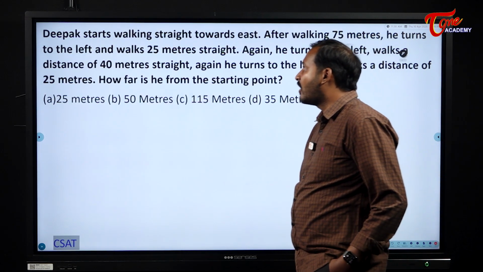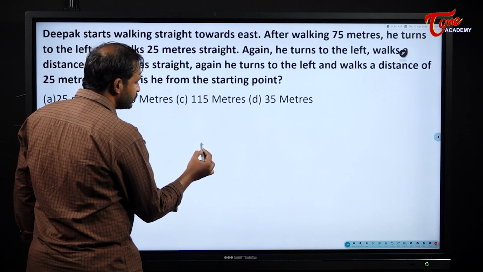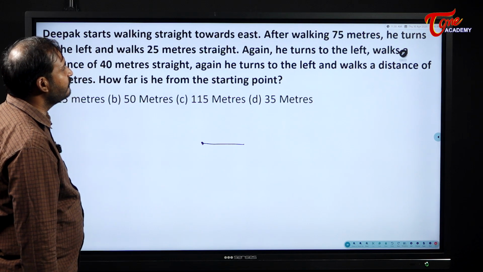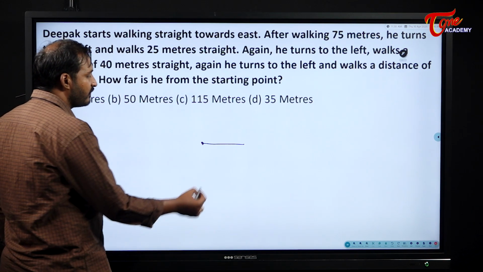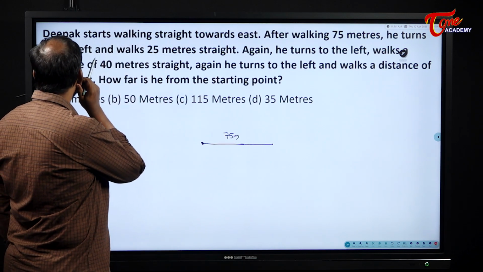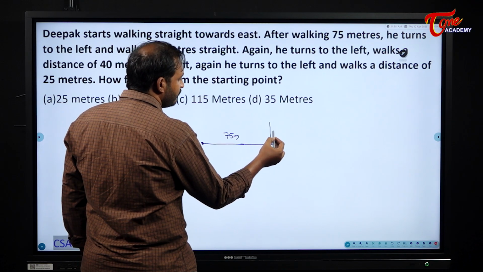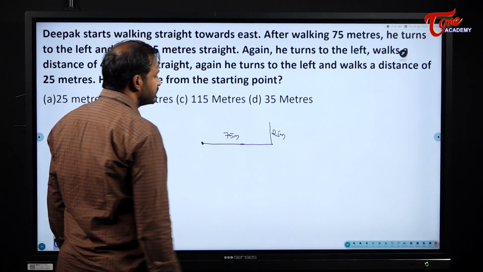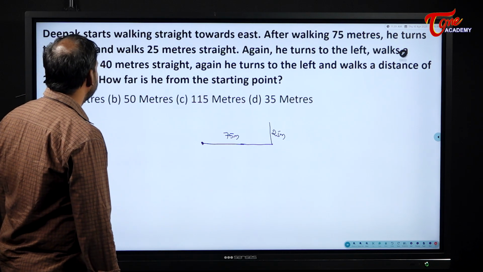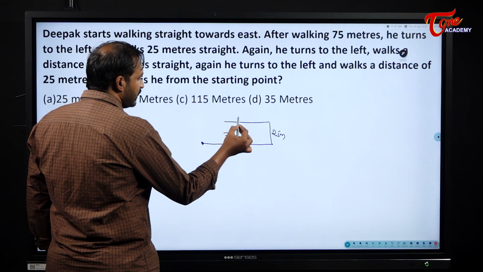Deepak starts walking straight towards east. Okay, east, from here assume. And he walked starting towards east. After walking for 75 meters, he turns to the left and walks 25 meters. Turning left means upward and he walks what distance? 25 meters. Okay. Again he turns to the left and walks a distance of 40 meters. Now he turned to left and he walked 40 meters.